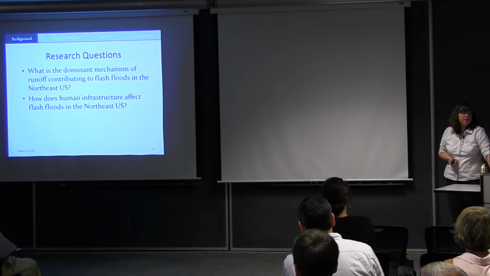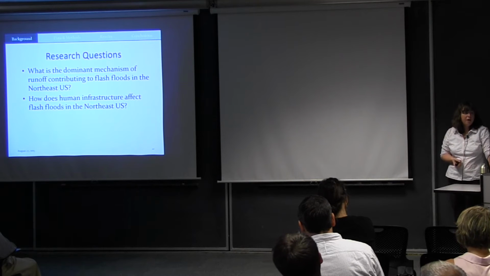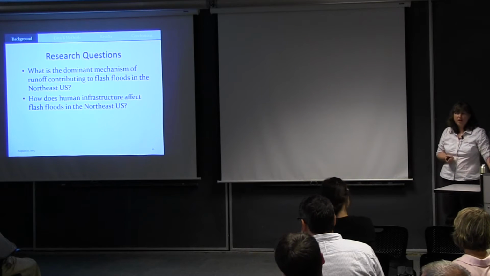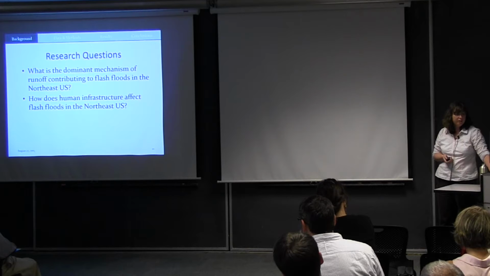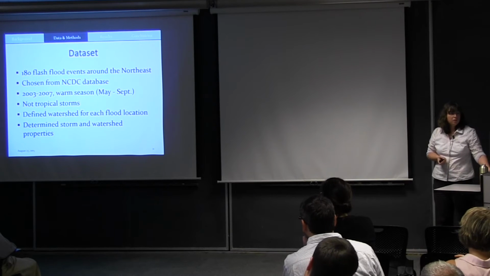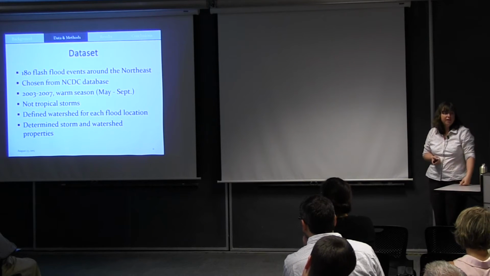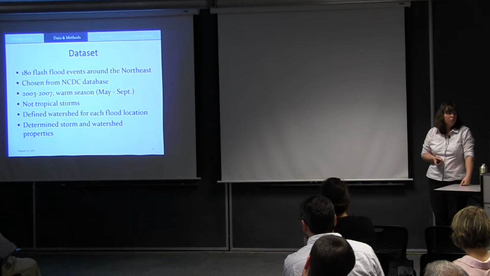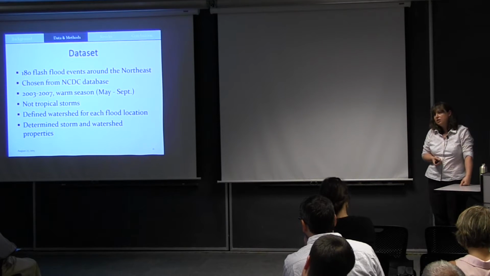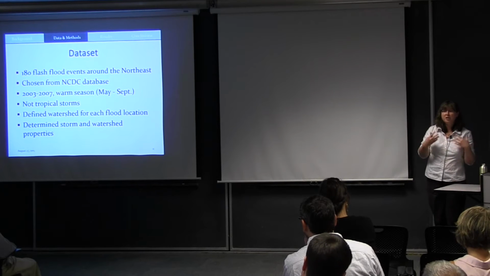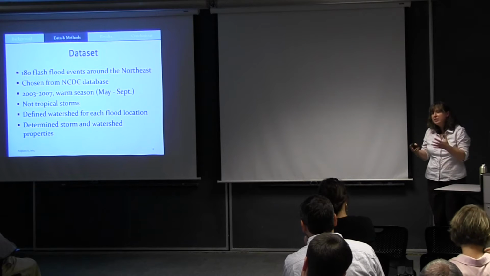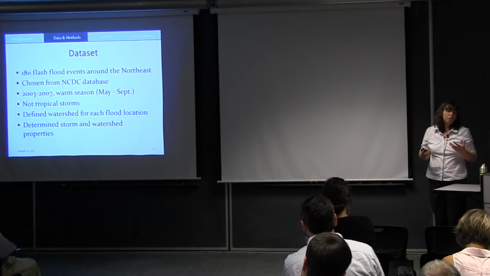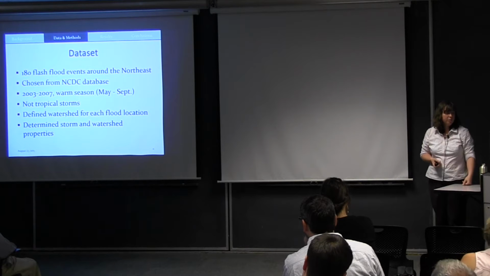So my research questions, the ones that I'm going to discuss today: what is the dominant mechanism of runoff contributing to flash floods in the Northeast? And then I'm also going to address how human infrastructure affects flash floods in this region. So my data set consisted of 180 flash flood events around the Northeast US. We chose them from the NCDC Storm Events Database. Like I said, we don't have a lot of remotely sensed data or instrument sensed data, so we have to go with what people reported and entered into this database.